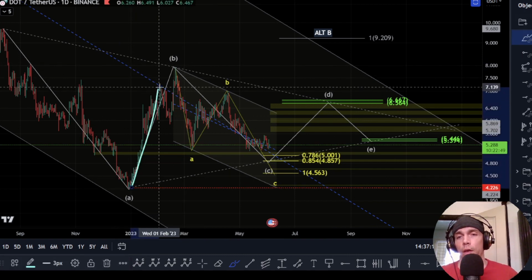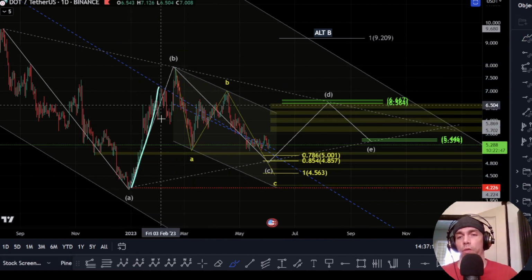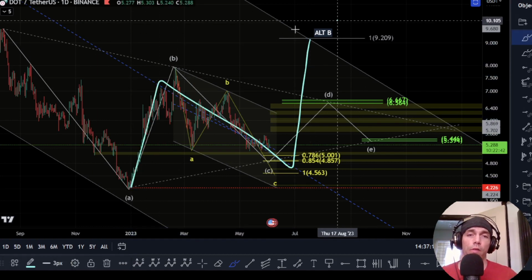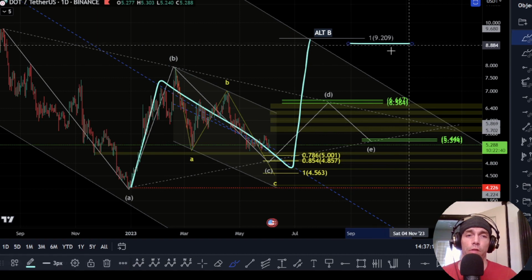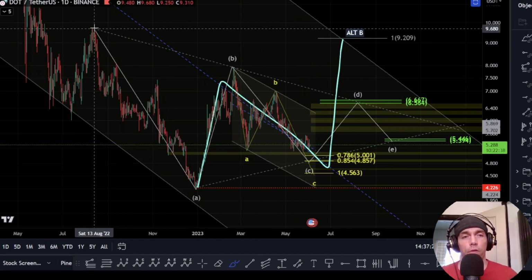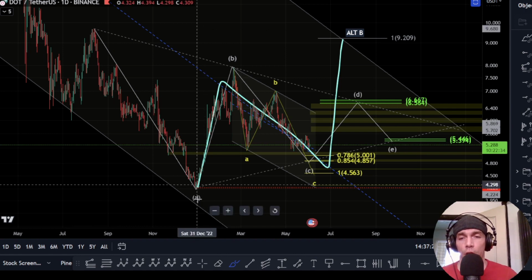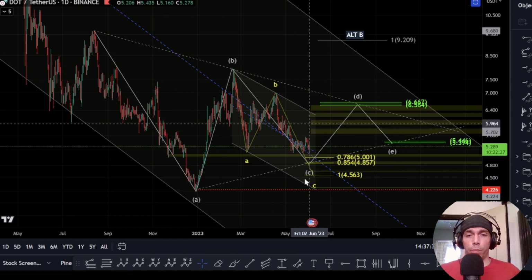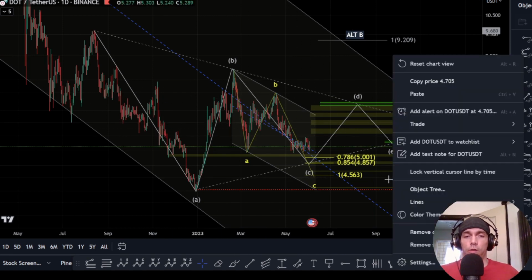Now the key thing here is what I'm looking for is that we could also potentially count this move here as a 5-wave move up here for this B wave. So this could actually be A, B, and C, in which case we could see this B actually be higher up here towards this 9.20. Invalidation of this as a triangle would come by either breaking above this area here of this 9.68 or breaking this low here, 4.22.